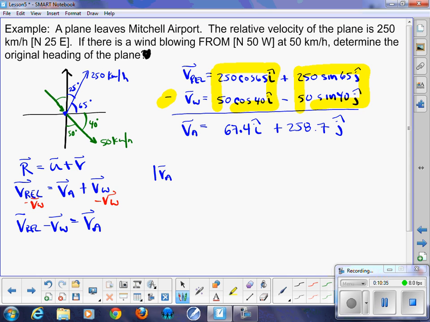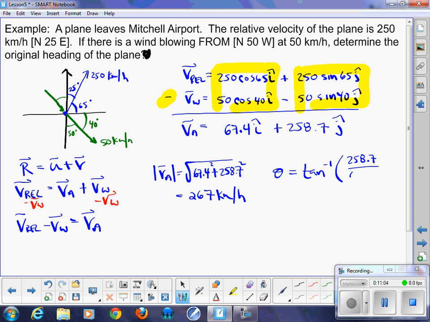We want to know the original heading, so we need to know a bunch of information here. So I need to know the magnitude of your VA: 67.4 squared plus 258.7 squared, all square rooted. So we plug that in, and I get 267 kilometers an hour. My direction, tan inverse of 258.7 over 67.4. When we get that angle, tan inverse, and it's 75 degrees, let's call it.